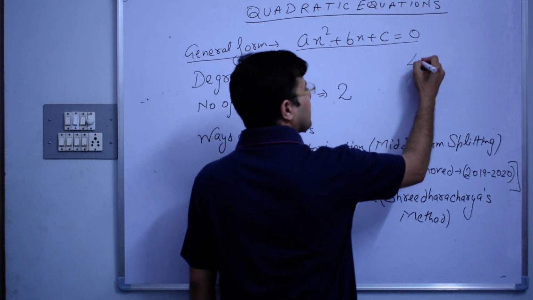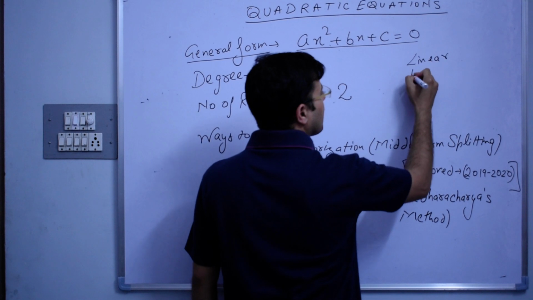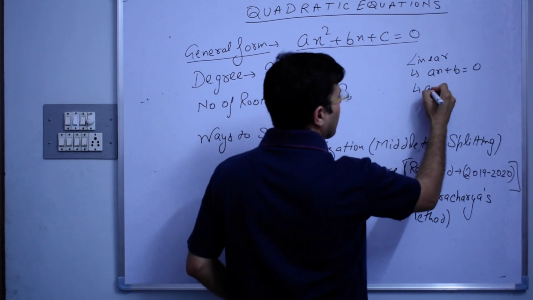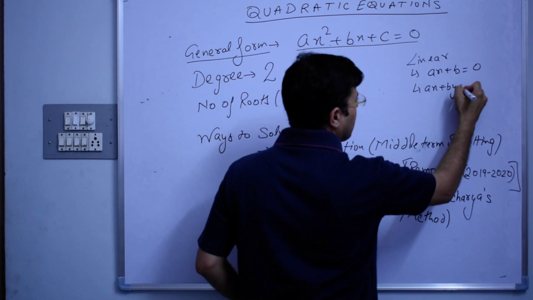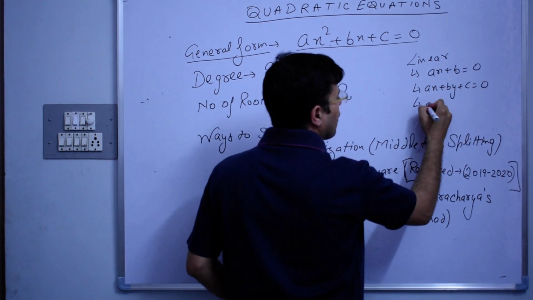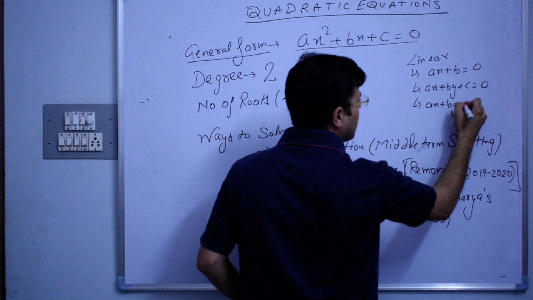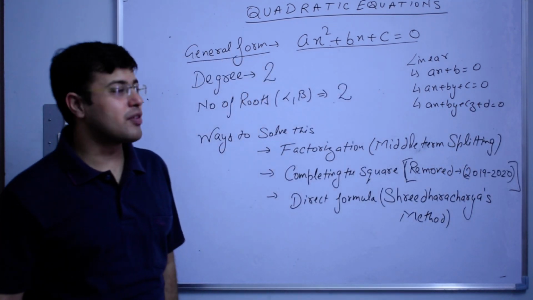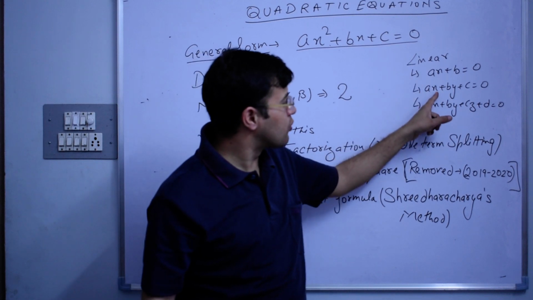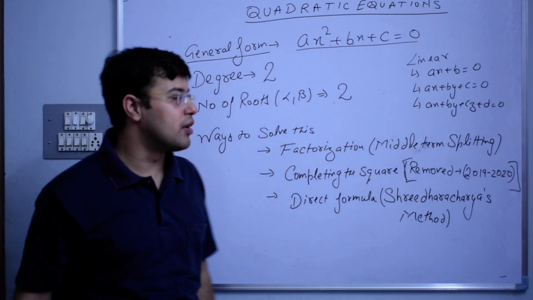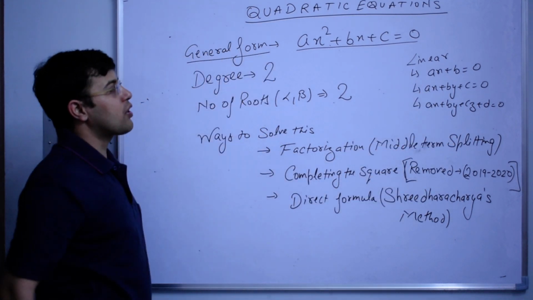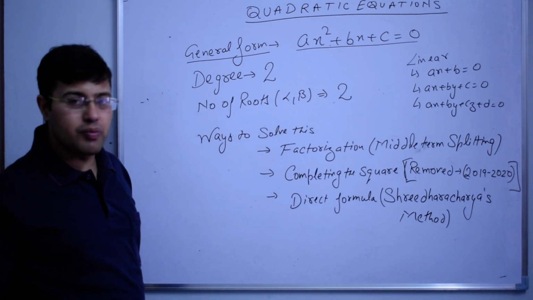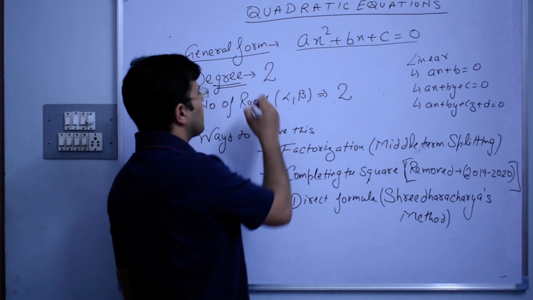Like, I'll say a linear equation will look like ax plus b is equal to 0, or ax plus by plus c is equal to 0, or ax plus by plus cz plus d is equal to 0. So this is a linear equation in one variable, two variables, or three variables. And this is a quadratic equation. Now what differentiates a quadratic from a linear and a cubic is the degree, right?